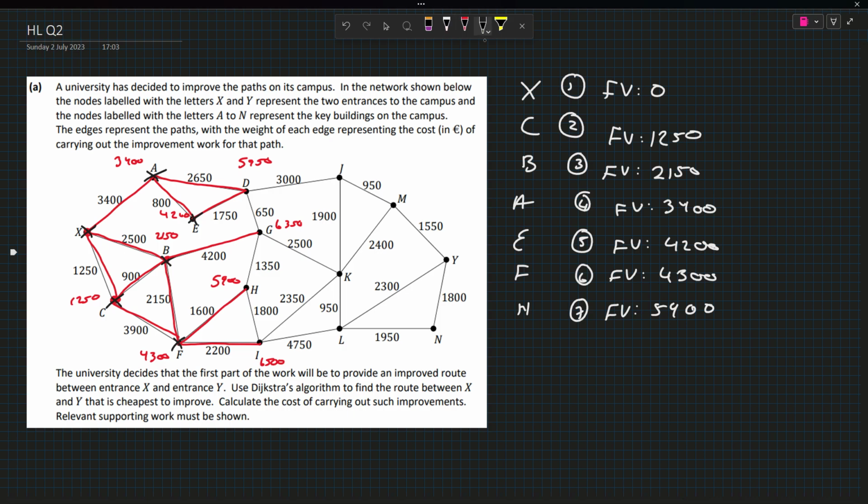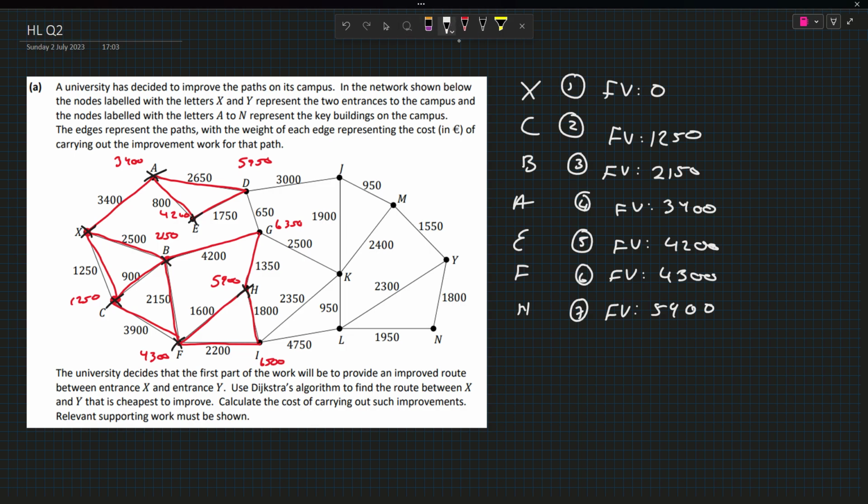So from H we can either only go to G or I. Now going to G would be a waste because that's 1,300 and that's clearly more than 6,350. And the same thing going in here, you get 7,000. So we've considered these paths, but we're not taking them. And we've considered H disappeared. So X, C, B, A, E, F, and H are gone.